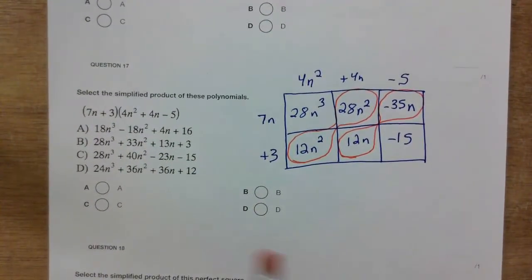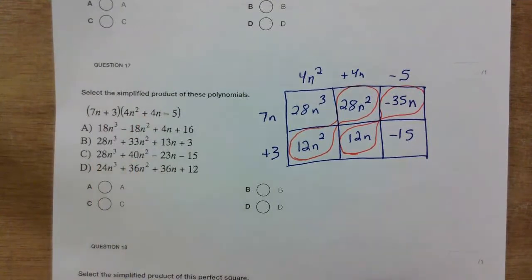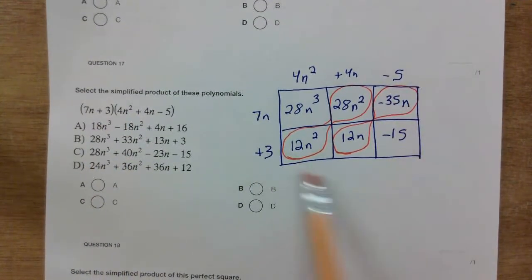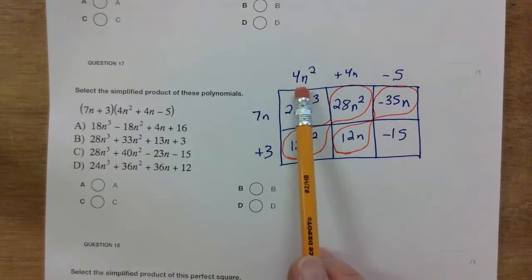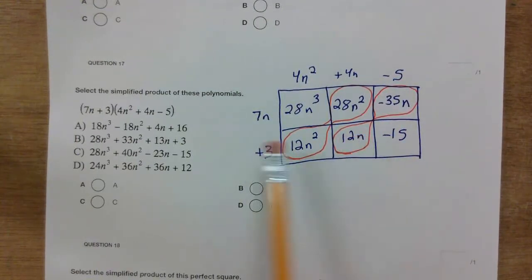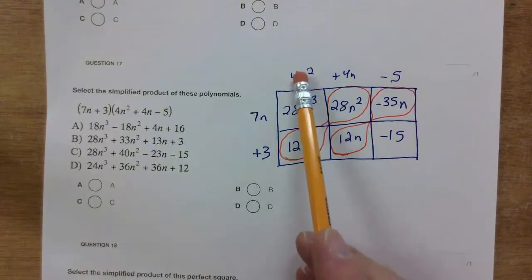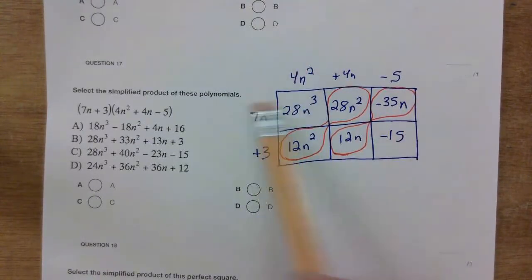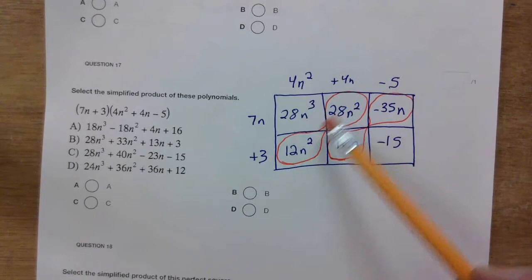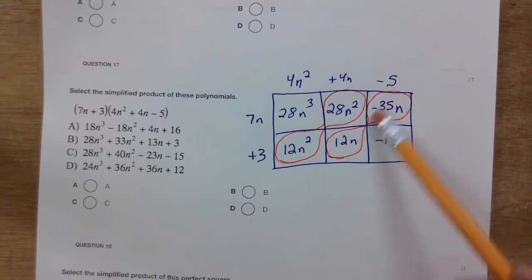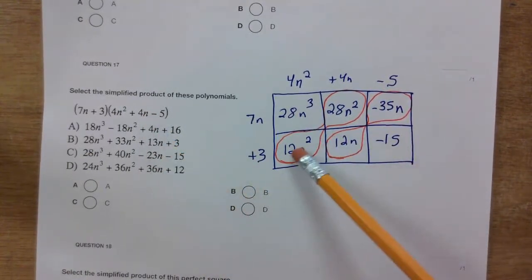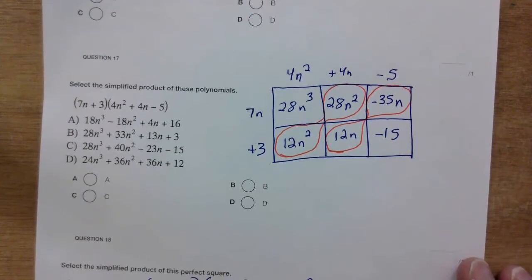All right, 17, I'm multiplying a binomial times a trinomial. I put this one in a box, put the trinomial on top and the binomial right here. So 7n plus 3 is on the side. Multiply the rows and the columns together. And then I combine these like terms. You can combine those together. Find your answer. Combine those like terms together.